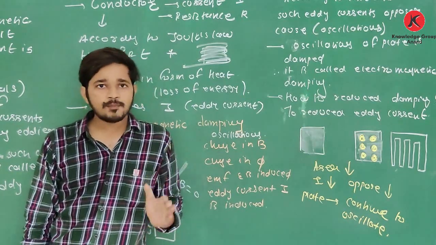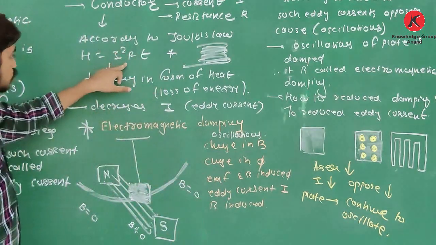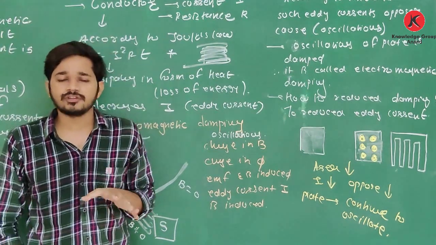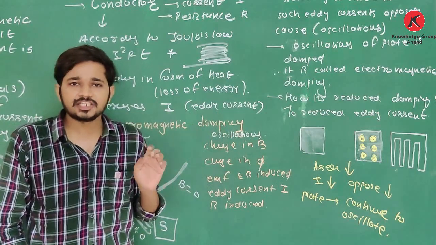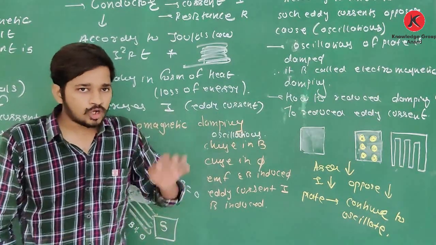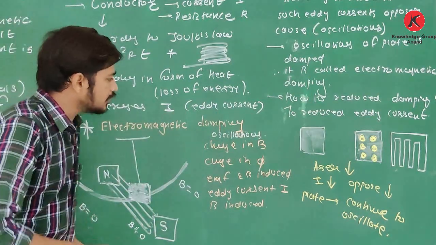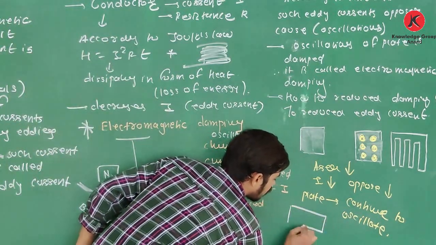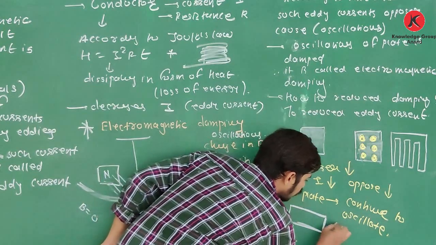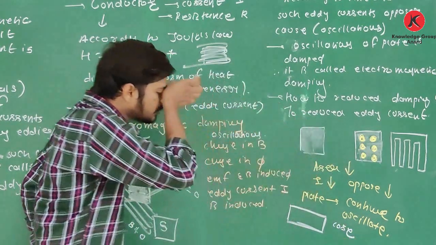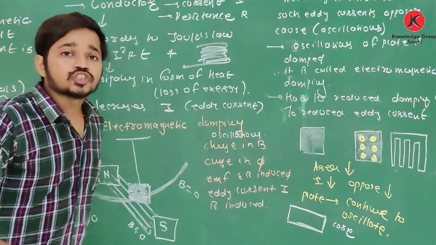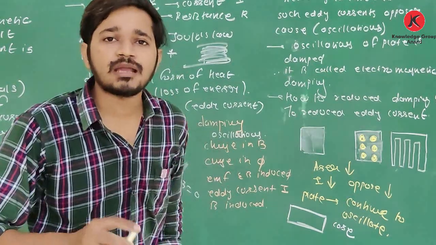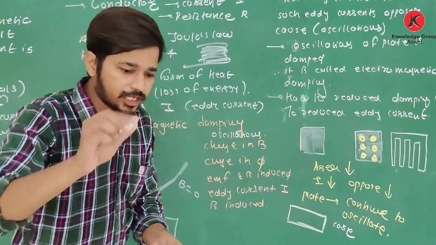Eddy currents are produced, and due to eddy current, according to I square R T, Joule heat is produced and it is dissipated in the form of heat. Means energy is wasted. So without using a single piece of core like this, a slotted core is used. Slotted core or laminated core. What does laminated core mean?